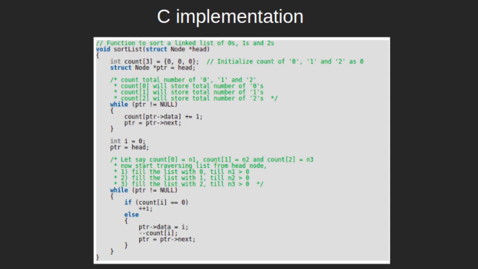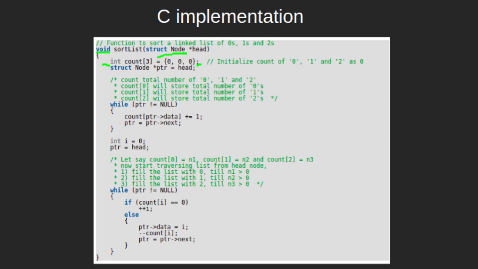Let's see the C implementation of this algorithm. The return type of this function is void, since it will not return anything, it will only sort the given linked list. The function takes one argument, the head of the linked list. Inside this function, we have declared a count array of size 3 since we have only 3 elements 0, 1 and 2 and initialize this array with 0.